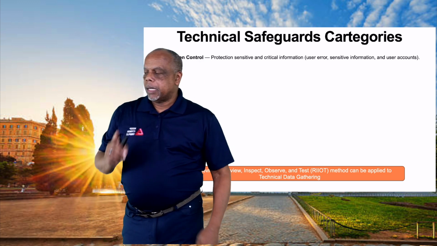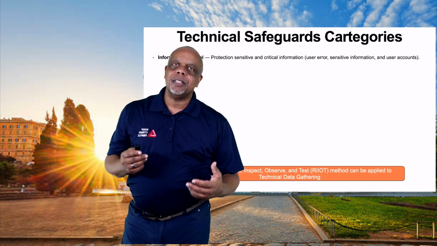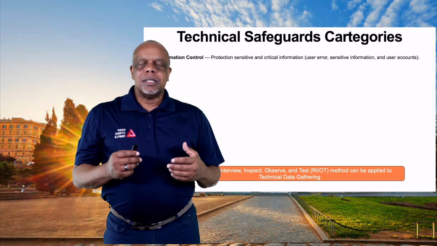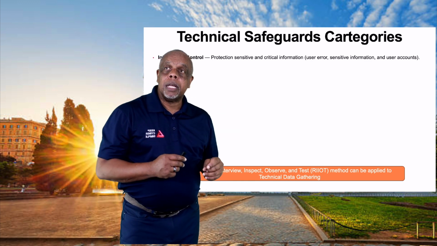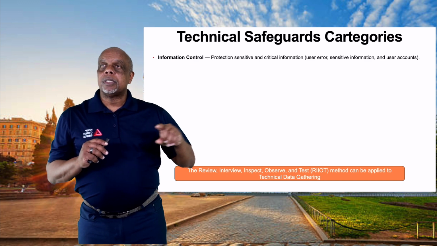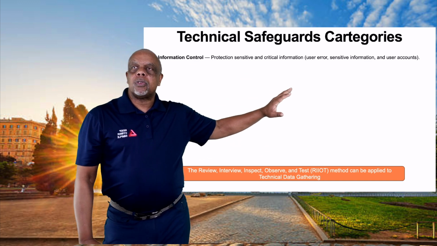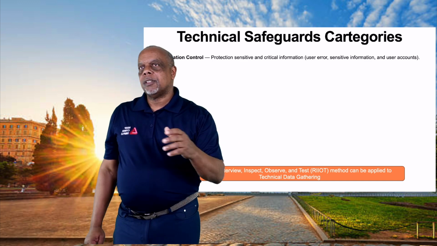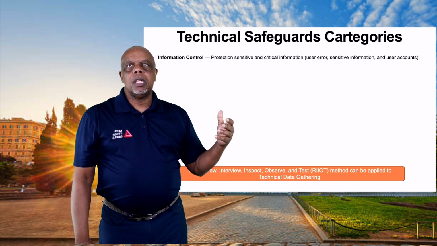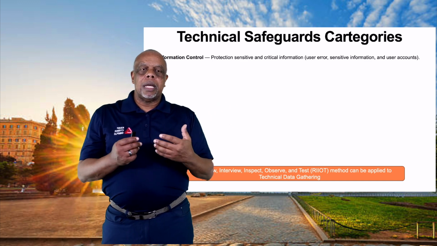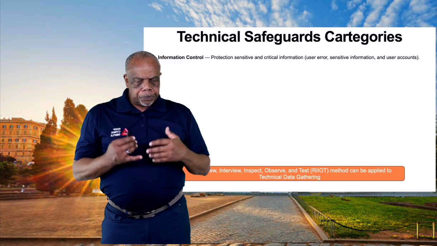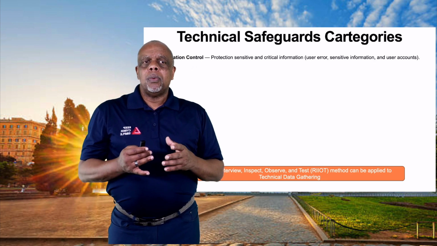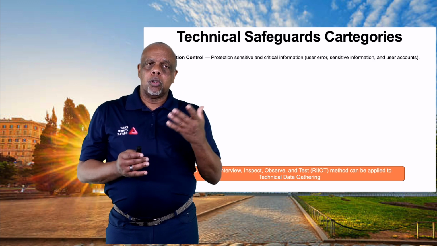So technical, this is where I know most people love to live. If you're in security, you count the high-tech guys, it's in this technical arena. When we talk about some of the technical categories, you think about information control. Those are things that deal with the protection of sensitive and critical information: user errors, things like input validation, and how errors are reported. You ever think about that? When an error happens, does it just show up on your screen?